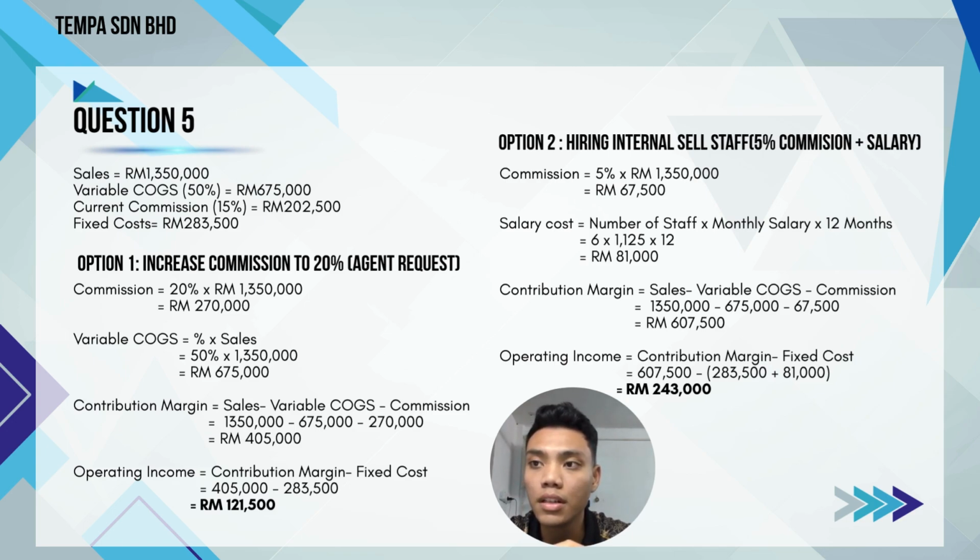For the contribution margin for option 2, we minus the sales with the variable COGS and minus the commission. So we get the contribution margin for option 2 is RM 607,500 ringgit. And then lastly, we will get the net income by minusing the contribution margin with the fixed cost. So we get the net income for option 2 is RM 243,000 ringgit.